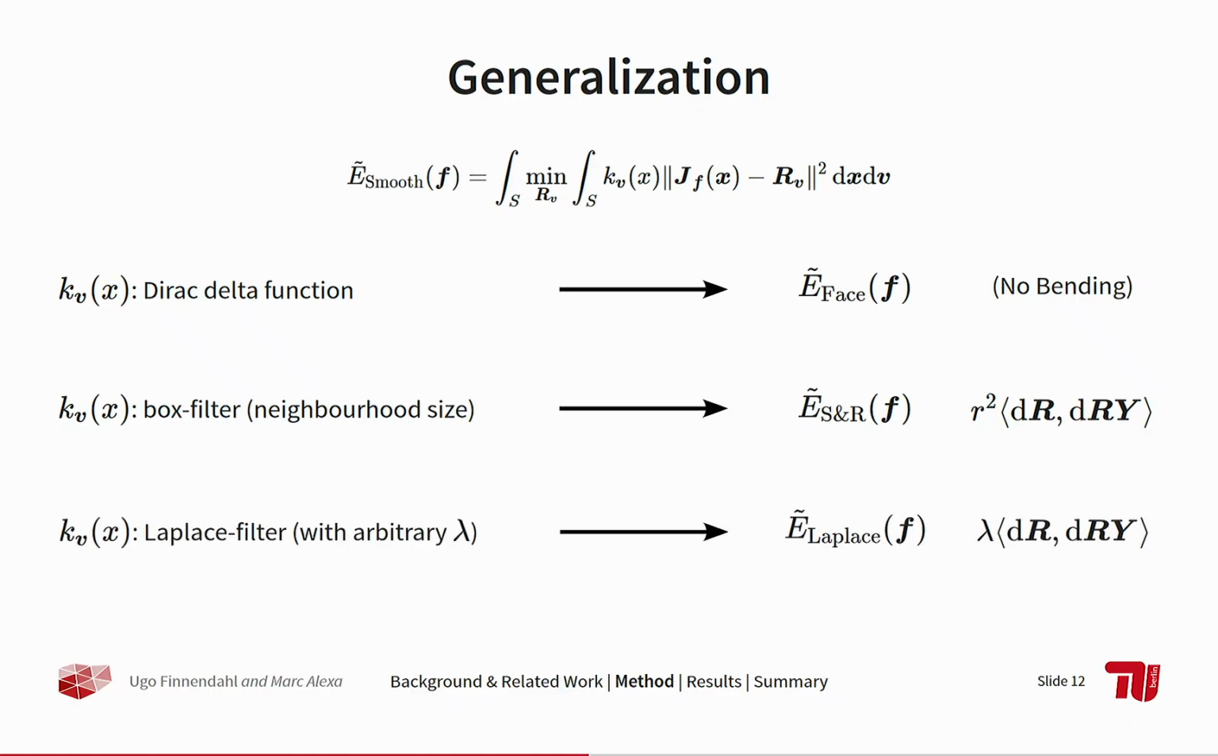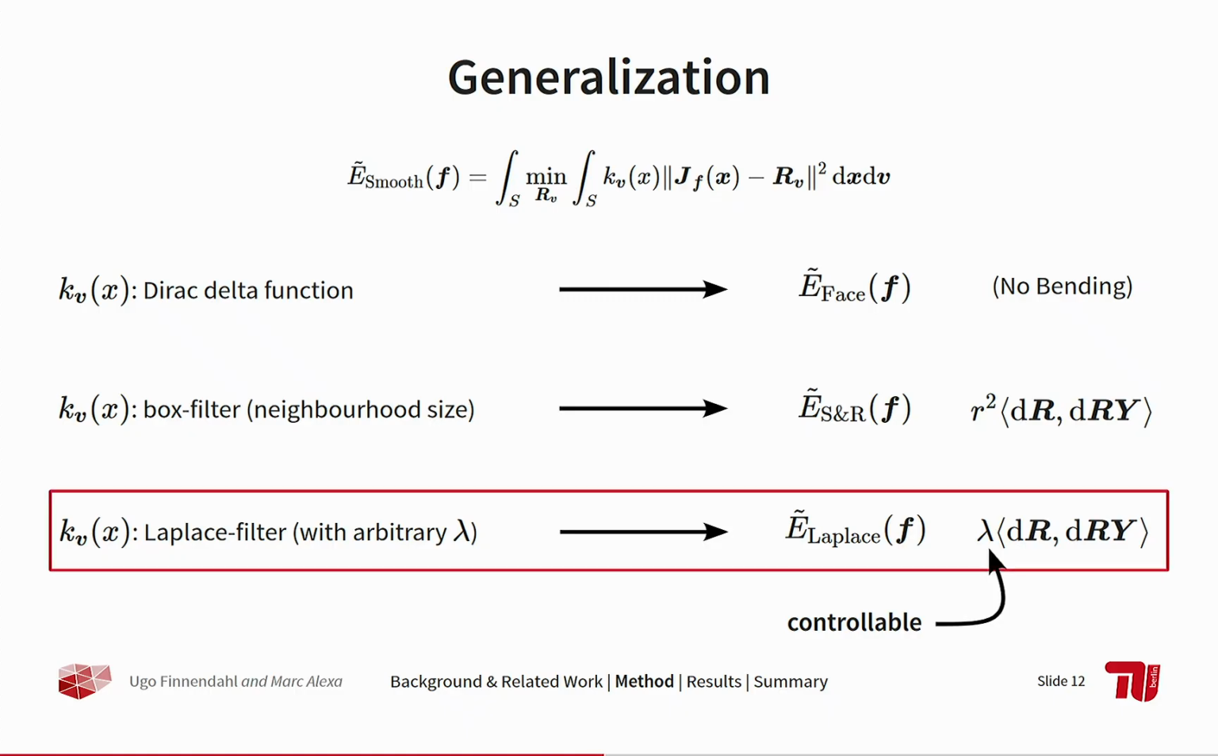And if we choose the kernel to be the Laplace filter, we end up with a new energy that has the same bending as spokes and rims, but the weighting, this is the lambda, can be chosen arbitrarily, leading to a controllable bending term, which we could also achieve by defining R to be larger, so going over a larger neighborhood, but this would include an expensive geodesic distance computation, which is possible in our framework, and we tested it, but due to its simplicity, we suggest to use this as the preferred ARAP energy.